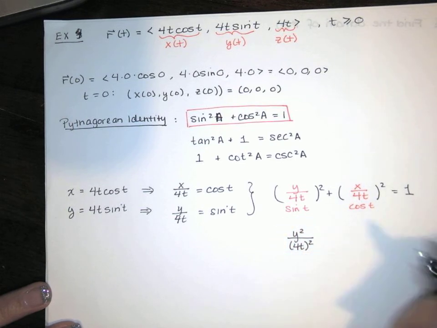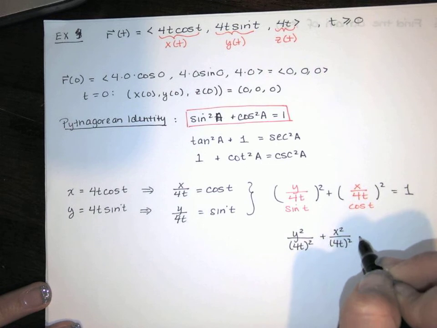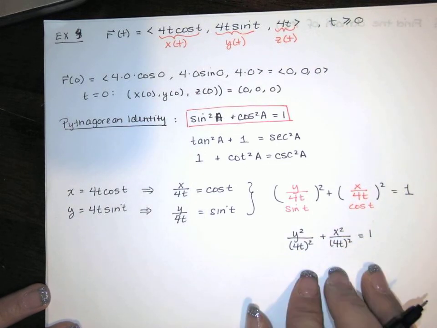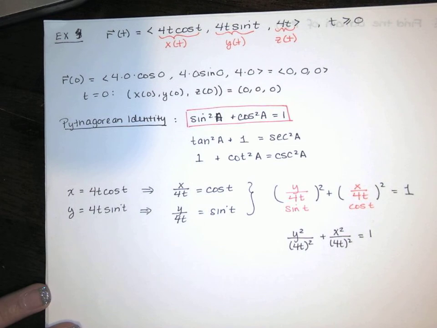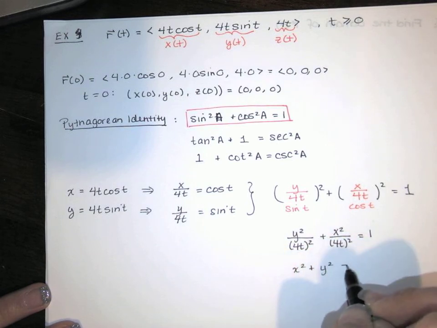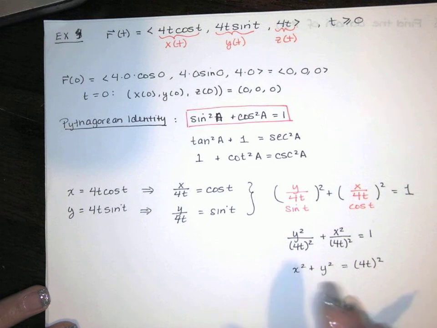I've got y squared over 4t squared plus x squared over 4t squared equals 1. Still have t's in it, but I did get rid of my trig functions, which is nice, so it is a little simpler. And I can multiply both sides by 4t squared, and it's the quantity 4t squared. I changed the order a little bit, but it's the same.